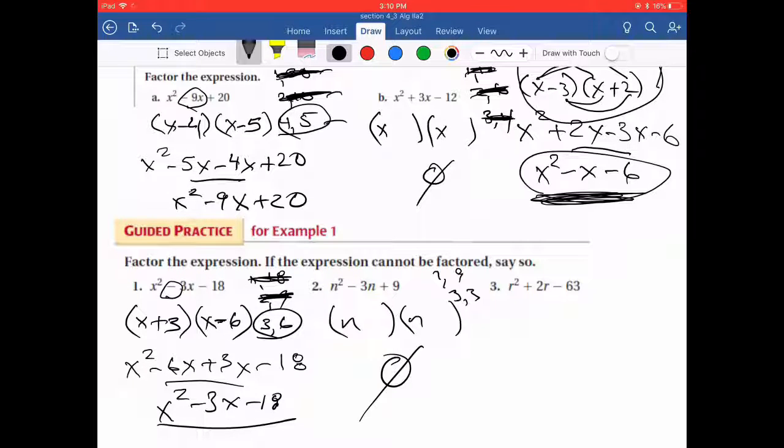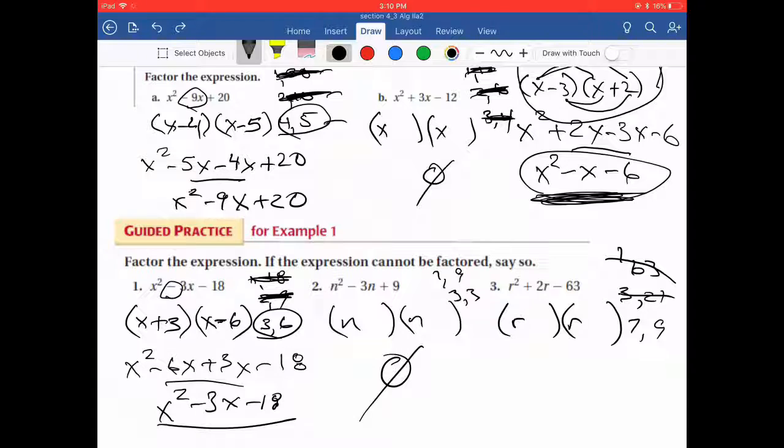Number 3, again, building the parentheses. Letter R this time, so R and R. 63, factors of 63, geez. How about 1 and 63, oops, and 3 and 21, 7, 9. Oh, quickly, I see 1 and 63 won't work. 3 and 21 gives me 18 or 24, that doesn't work. 7 and 9. Add them, you get 16. Subtract them, you get the 2. So there we go. That'll work.